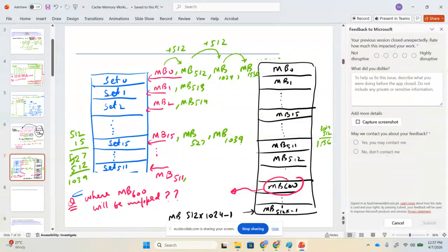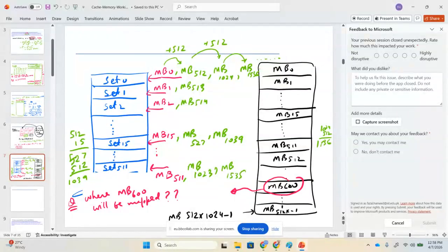Any question? Which block will be mapped to the last set, the next block? MB 1023, yes, because here it is 1024, so it will be 1023. Is this clear? Clear. What will be the other block mapped to the last set, the next block? 1535. Very good, Yasir. Thank you.